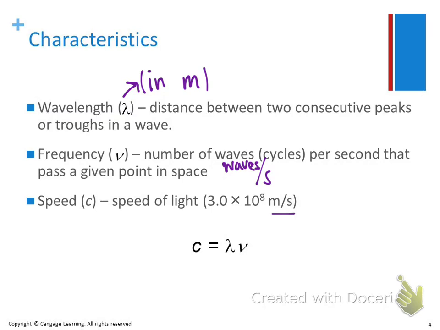Speed is always given. The C, the speed of light, is a constant. It's always 3 times 10 to the 8th. C is always 3 times 10 to the 8th. So, the speed of light.